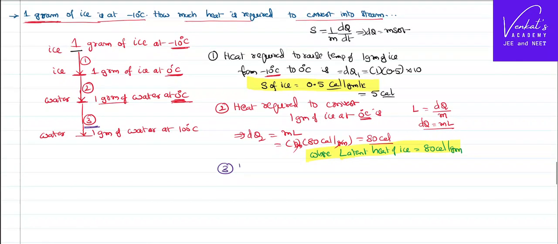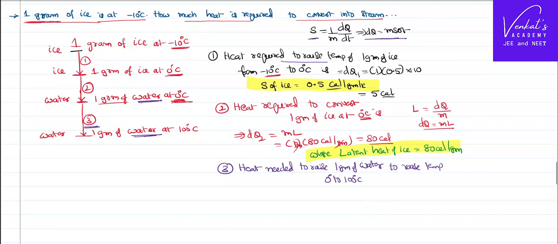So what I have to find out now is the heat required to raise the temperature of 1 gram of water. It is no more in ice form. It has already converted into water. To raise the temperature from 0 degrees centigrade to 100 degrees centigrade, as there is a rise of temperature involved, we can take the definition of specific heat. From that I can write dq3 equal to ms delta T.